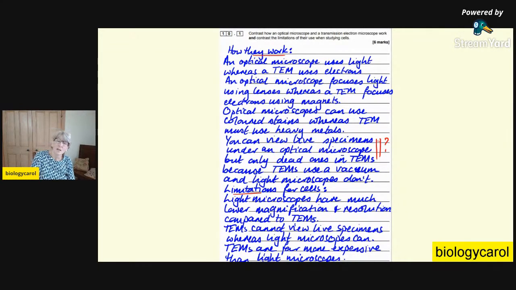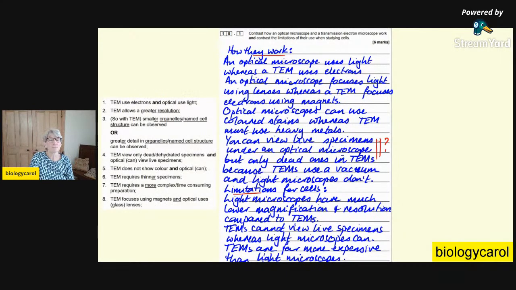Limitations. Light microscopes have a much lower magnification and resolution compared to TEMs. TEMs cannot view live specimens, whereas light microscopes can. TEMs are far more expensive than light microscopes. There's my answer, 6 marks. And here is where I got the marks.